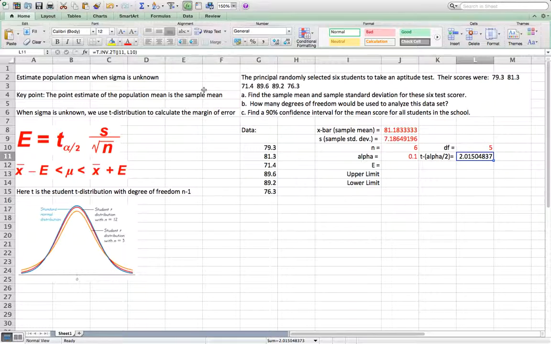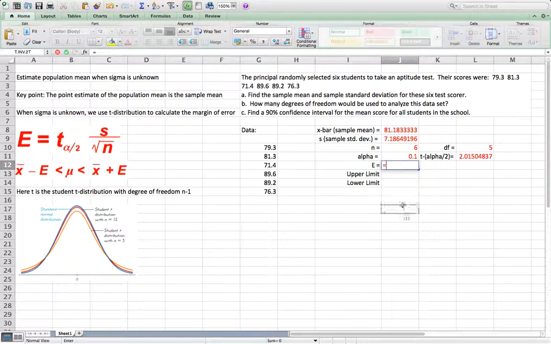After we have t alpha over 2, we put it in this formula and we will be able to calculate the margin of error. The margin of error will be t alpha over 2, which is in J11, multiplied by the sample standard deviation, which is in J9, then divided by the square root of n, which is in J10. Okay, so that's my margin of error.